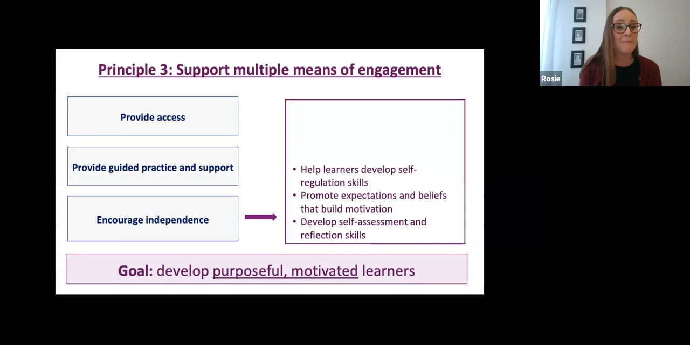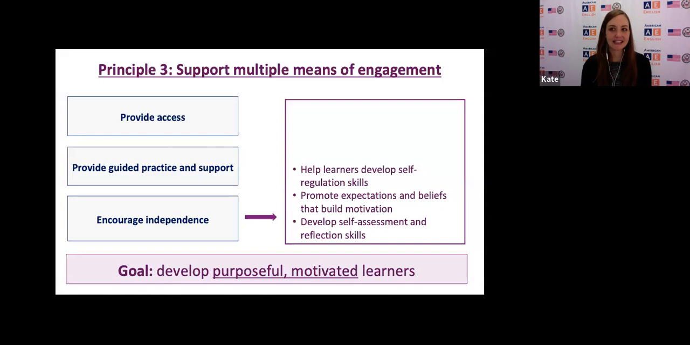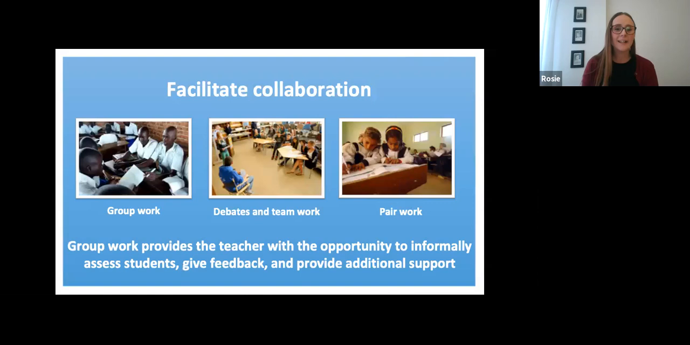Wonderful. Excellent. So as we move forward, our goal here is to develop purposeful learners. The first thing is, how are we going to facilitate collaboration? Well, we already all do this: group work, pair work, debates, and teamwork. The more opportunities that we give our students to work together, the more opportunity we have to assess our students, give indirect and direct feedback, and to provide individual and additional types of support in the classroom.